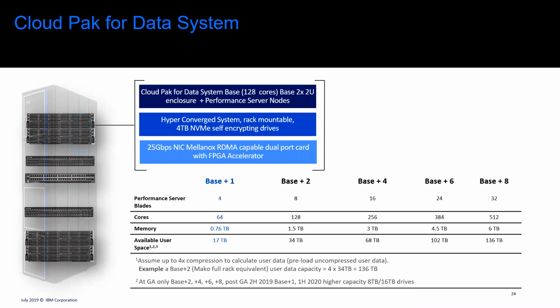A base +2 is going to be all your Cloud Pak with a full rack of Netezza. Base +4 is going to essentially be a double rack of Netezza. 6 will be a triple. 8 will be a quadruple rack of Netezza. So one thing you know, if you're a big Netezza shop, you like Netezza, you love Netezza, great. It's back up and restore, but it comes as an add-on to Cloud Pak.